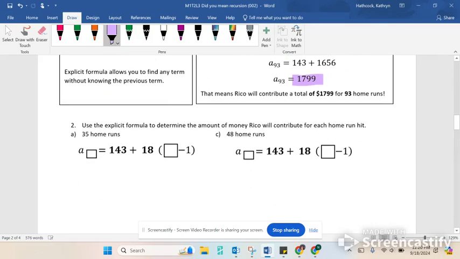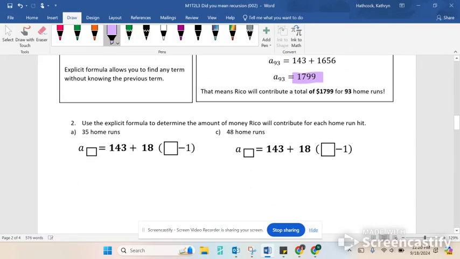So you can figure these ones out as well. I've got 35 home runs here, so I'm going to put in 35 in both of my boxes because that's my n. That's my nth term, my 35th term. And again, put that in your calculator. And what do you get?